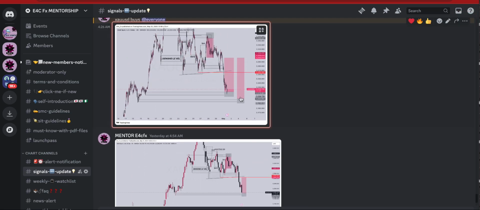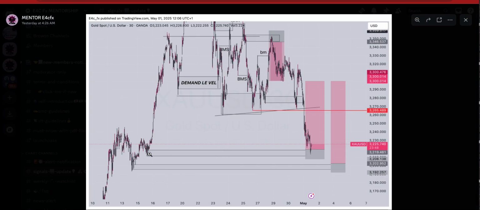So these are the two areas where I was looking for the buys, the first reaction and then the second one. So you can see how good it is.